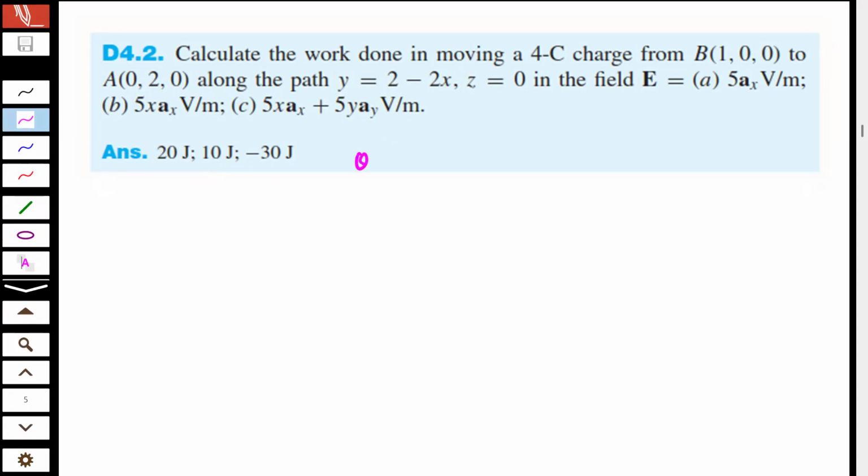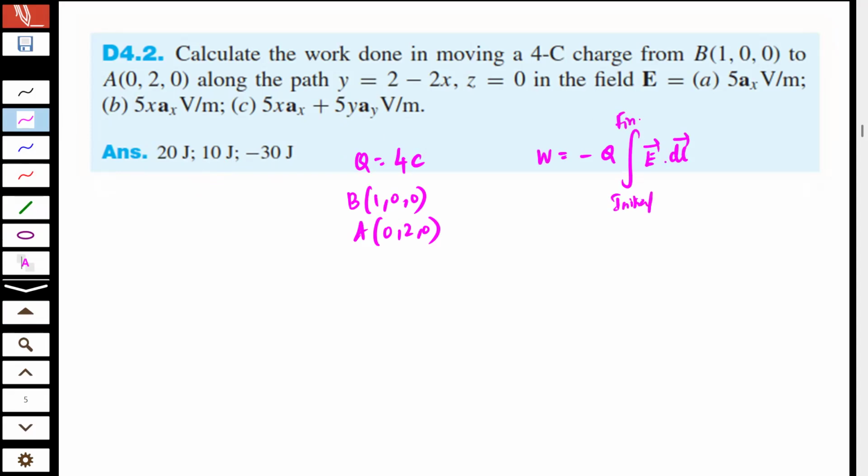So the charge Q given is 4 coulomb and the initial position B is 1, 0, 0 and the final position A is 0, 2, 0. The formula is work done is minus Q, line integration, E vector dot dl vector. This is the initial position and this is the final position. So let us do the first subdivision.